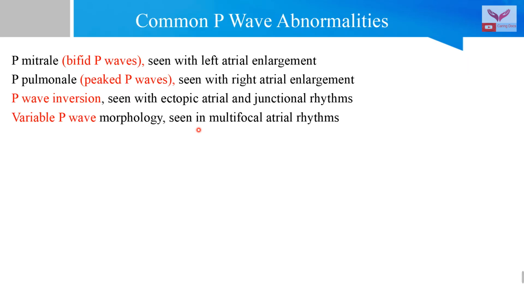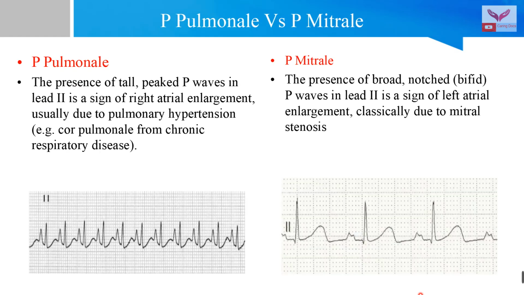The common P wave abnormalities are these. P mitral, which I already told you, is seen in left atrial enlargement. It is a bifid P wave, meaning the duration of the P wave is more than 3 small squares, more than 120 milliseconds. P pulmonale means a peaked P wave. It is seen in right atrial enlargement. The amplitude is more than 2.5 mm, or more than 2.5 small squares, but the width remains the same. P wave inversion is seen in ectopic atrial and junctional rhythms. Variable P wave morphology is seen in multifocal atrial tachycardia.